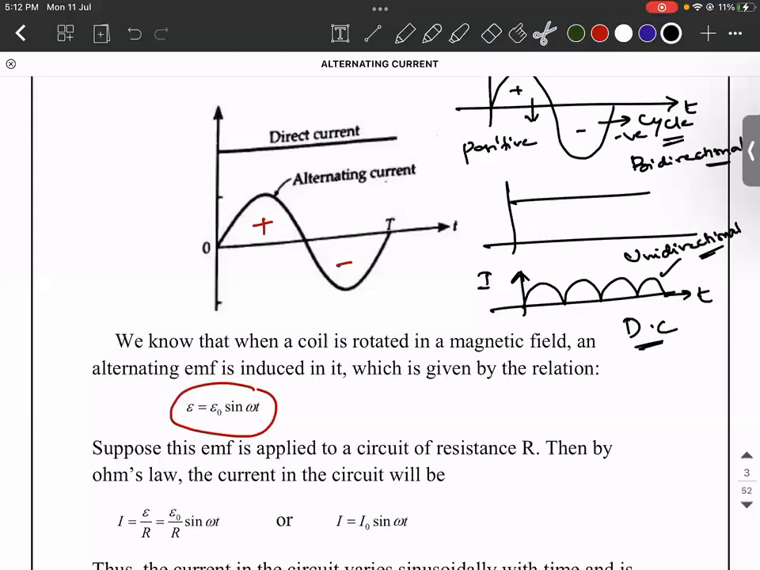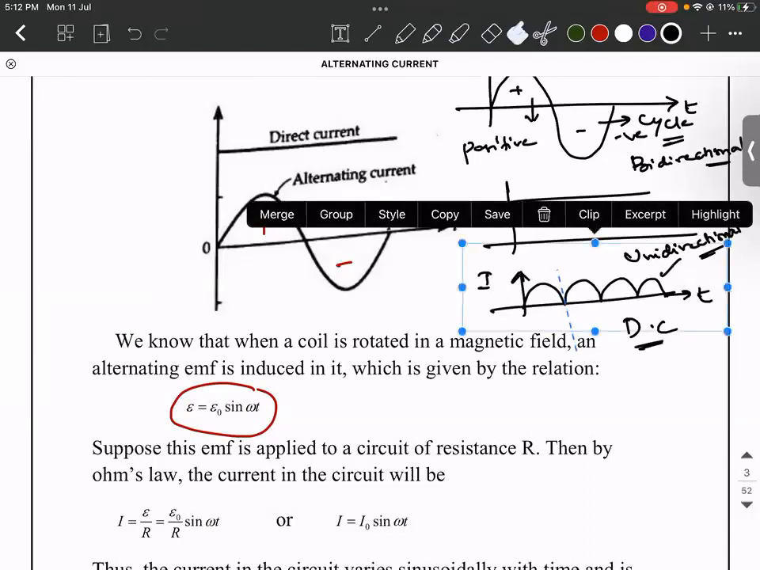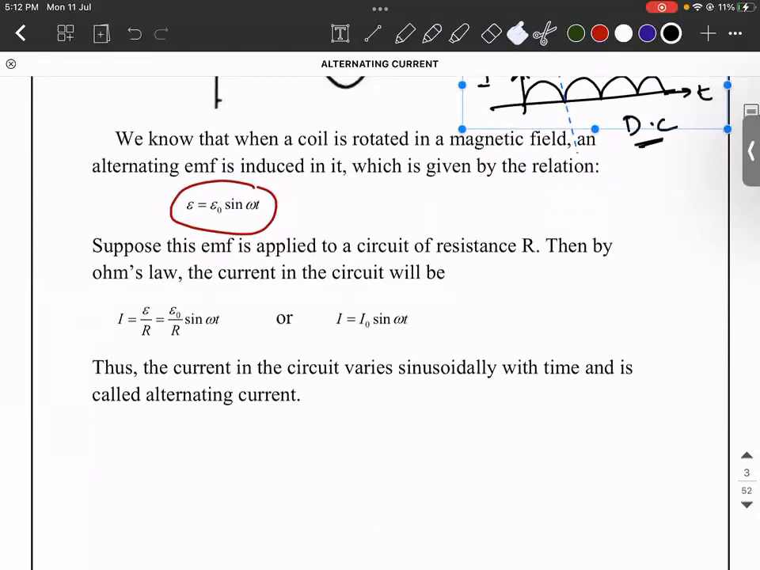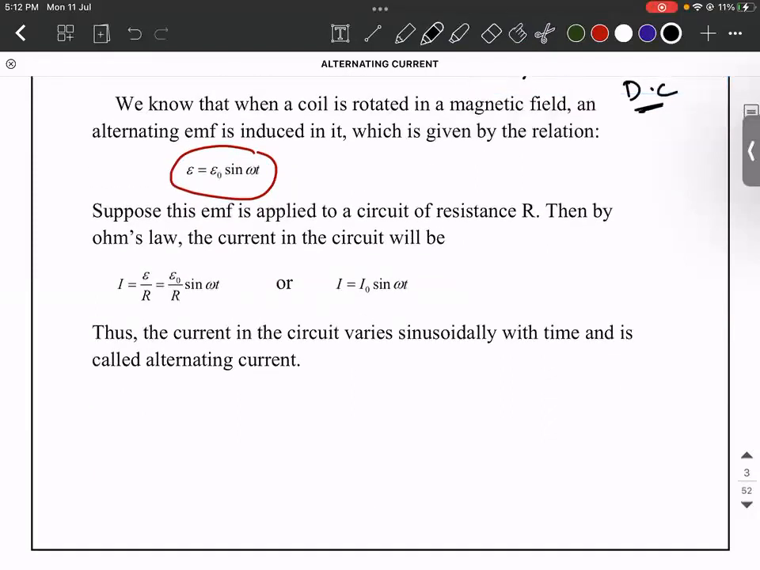Is that clear, guys? So now the next question is, what exactly are we going to discuss in this chapter?